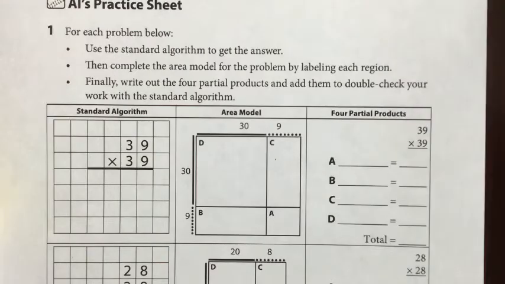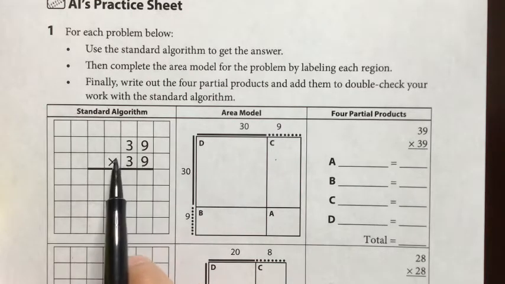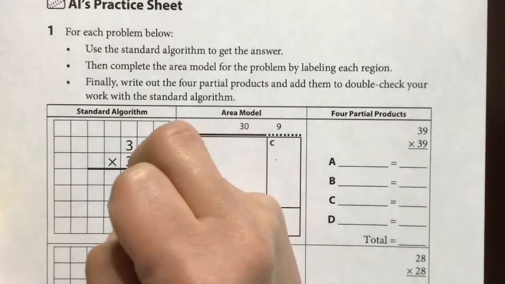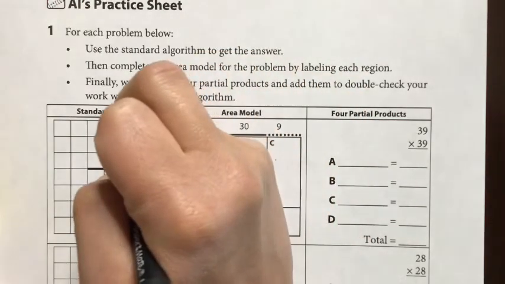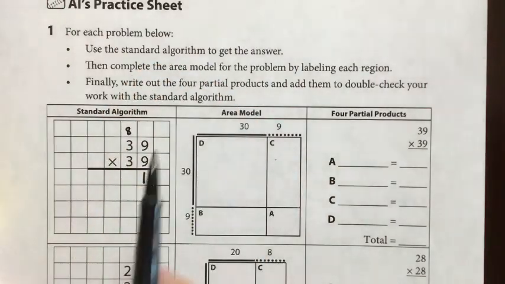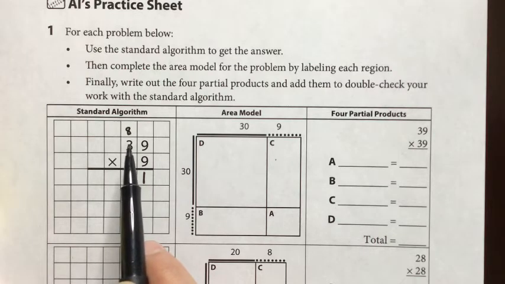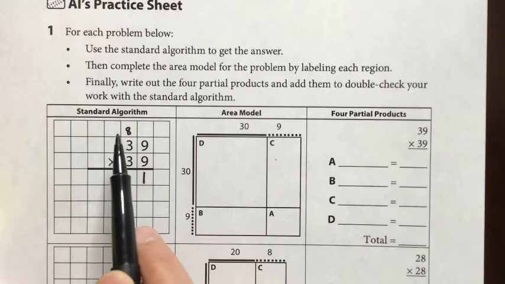Okay, we have 39 times 39. I am going to start with the standard algorithm first. Go ahead and follow along with me. So I'm going to first start with 9 times 9. 9 times 9 is 81. I'll place the 1, regroup the 8. Okay, I'm done with the 9. So now I'm going to go 9 times 3. I'm just going to show you back. I did 9 times 9. Now I'm going to go 9 times 3. 9 times 3 is 27 plus 8.